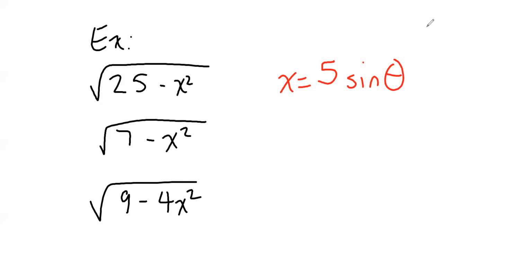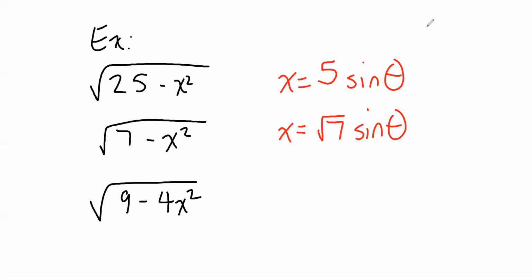But what about the second one, the square root of 7 minus x squared? Well, structurally speaking, the x squared is on the right side of the subtraction problem, which means we're still going to use sine theta. But what coefficient would we use? What could we put in front of the sine theta so that when we squared it, we would get 7? Well, that's equivalent to asking what the square root of 7 is, and the square root of 7 is square root of 7.